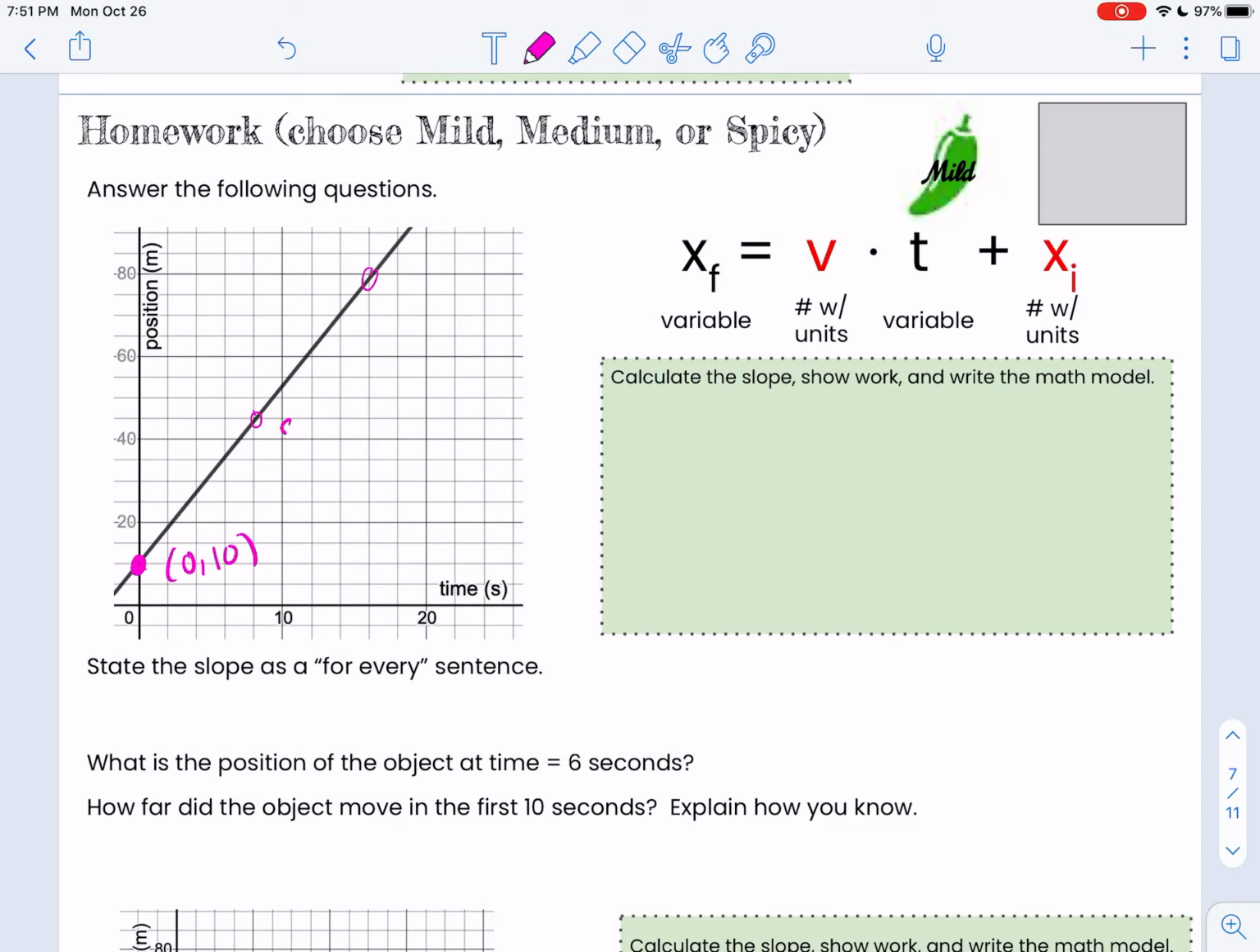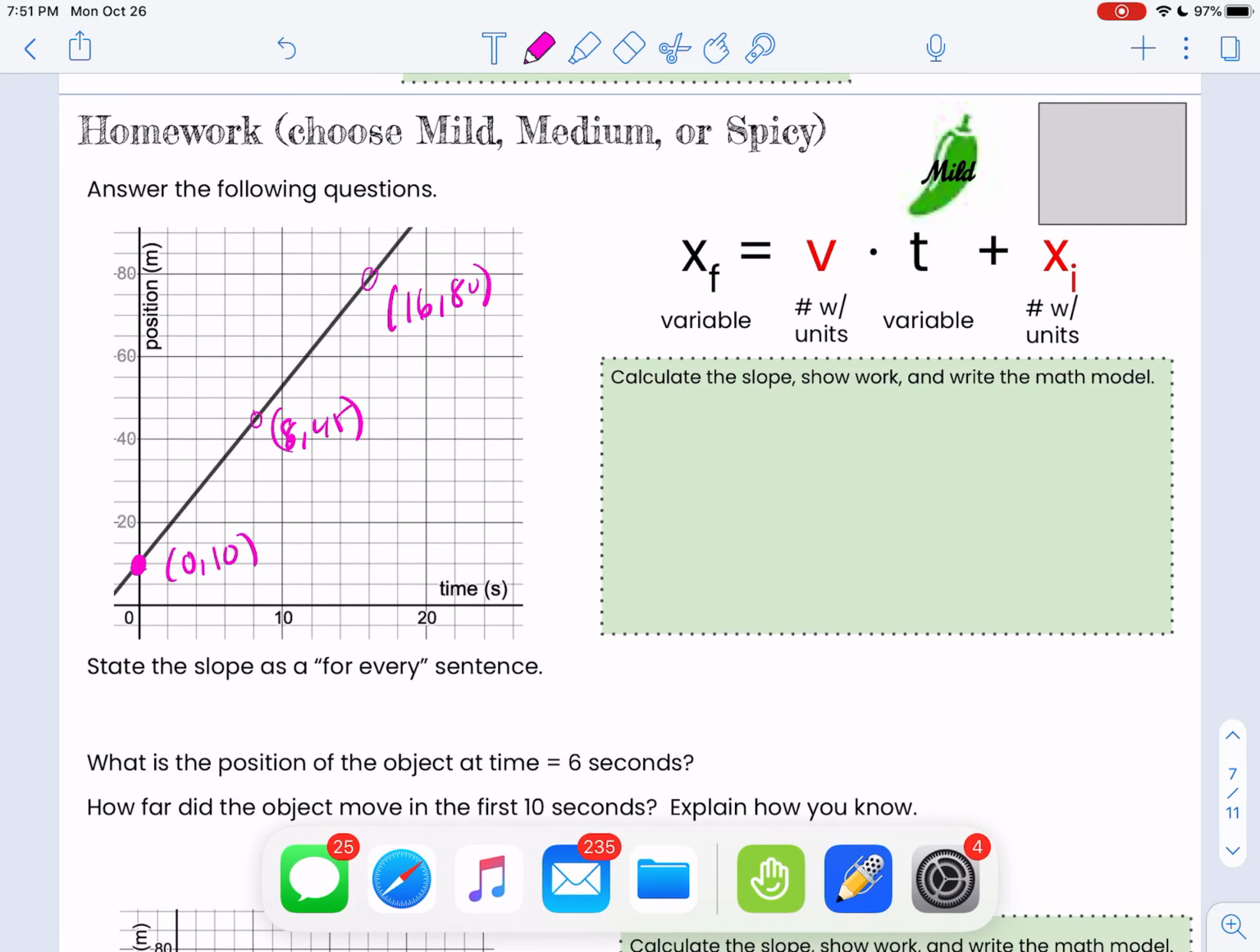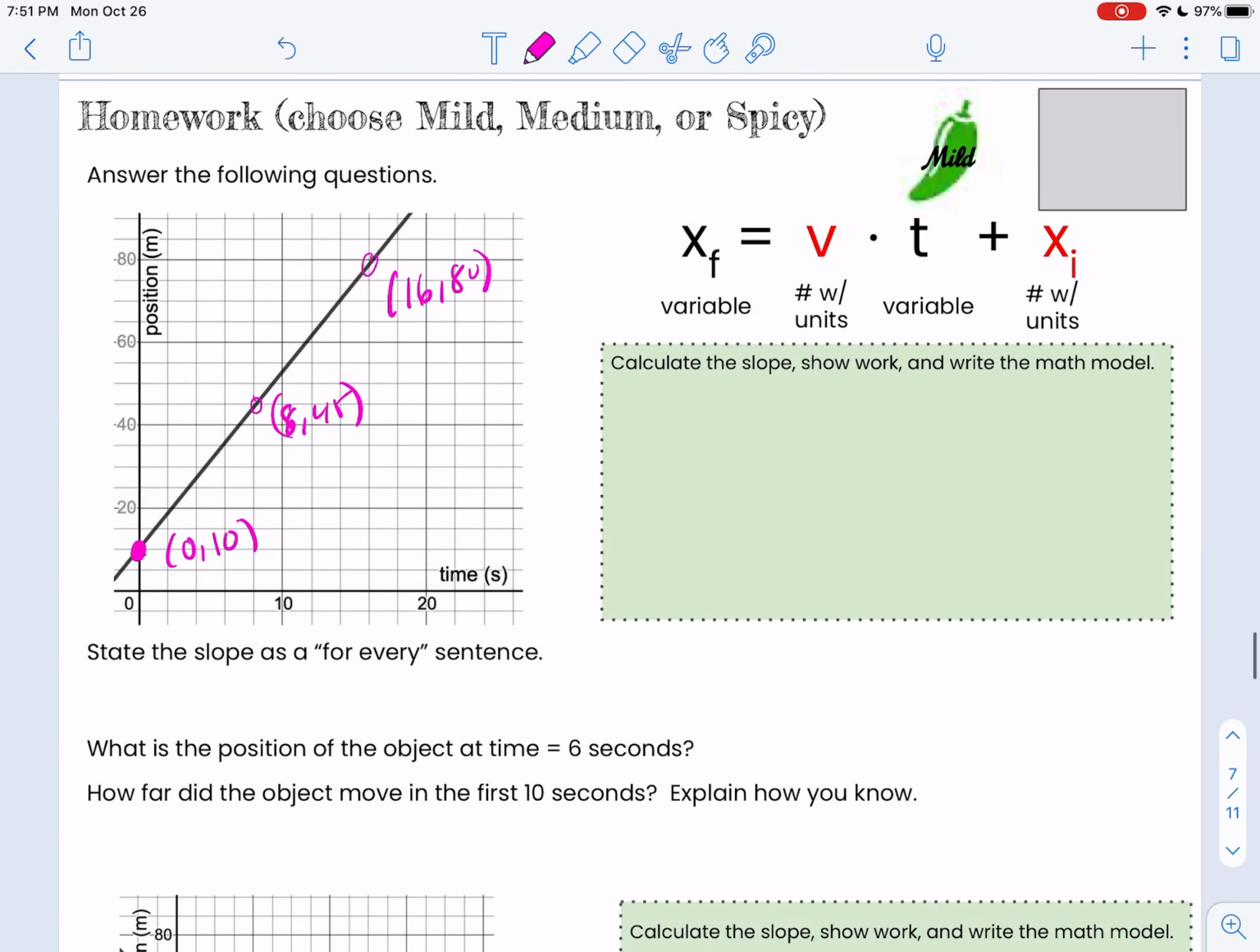All right, so you might choose, this is 8, 45, or this one looks like it's 12, 14, 16, almost 16, 80. Okay, so something like that, right? And as long as you show me the points, then it's fine. I just need to see what the points are, okay?